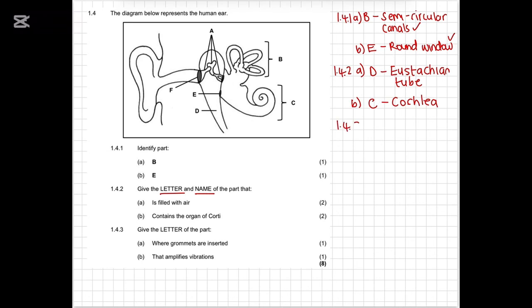Next question, you just give the letter where the grommets are inserted, and that is part F, and the one that amplifies vibration is part A.